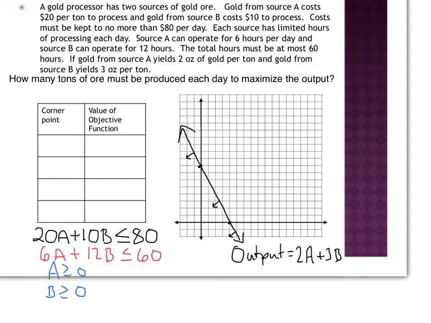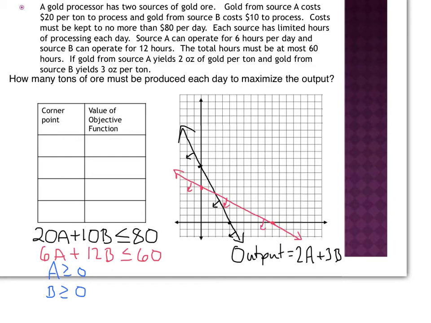Once again, if I do the cover-up method here, cover this guy up, I have 6A equals 60, so I get 10 for my A, which is my X. If I cover this one up, 60 divided by 12 gives me 5, so I get 5 for B, which is my Y. So there's my second line, and once again we're less than, so we're going below the line, so I'll draw a couple arrows there. Below the line, that's where I'm shading.